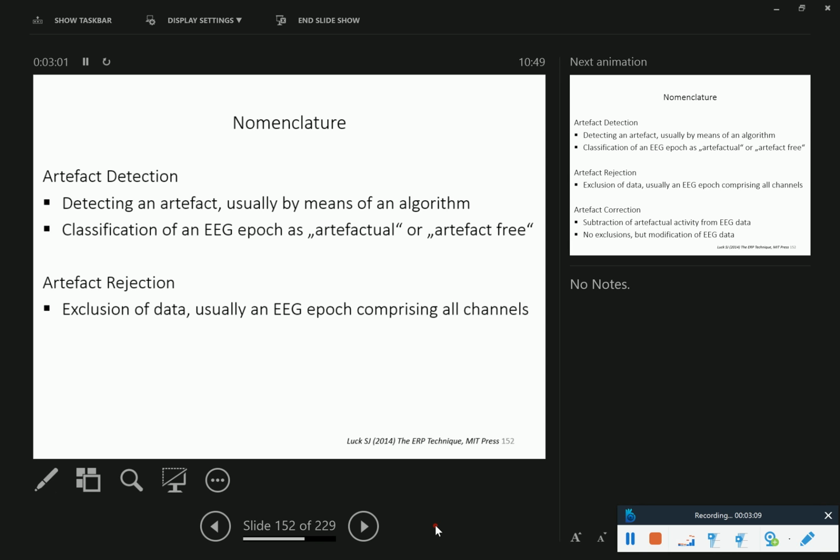Then, once you have detected artifacts and, for example, classified EEG epochs as either artifactual or artifact-free, you can do two things. You can either reject artifacts, so that means that in this case you would just not process a certain EEG epoch any further. And then if you have an artifact on a single or a couple of electrodes, like we've seen last week, where you have the eye movements maybe only on the frontal channels, you might want to exclude all channels because there was an artifact on a certain epoch.